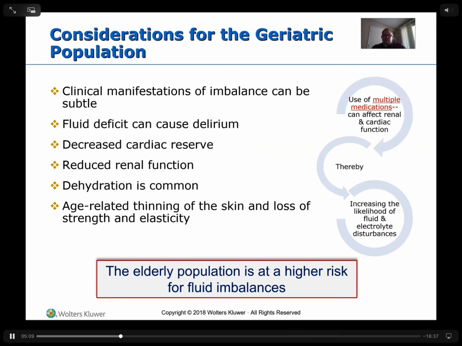Be sure to remember, as we mentioned earlier, that based on age your fluid balances can shift more and more. In the geriatric population, clinical manifestations of imbalance may be subtle. Fluid deficit can cause delirium and reduced renal function, dehydration is common, and there is age-related thinning of skin and loss of strength and elasticity. So it's important to remember to watch for fluid imbalances more in the elderly. Generally, the elderly don't respond to the thirst mechanism as much.